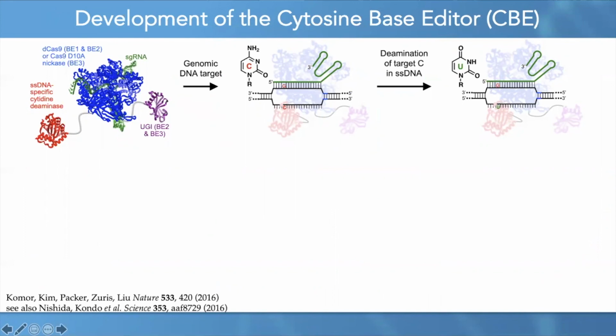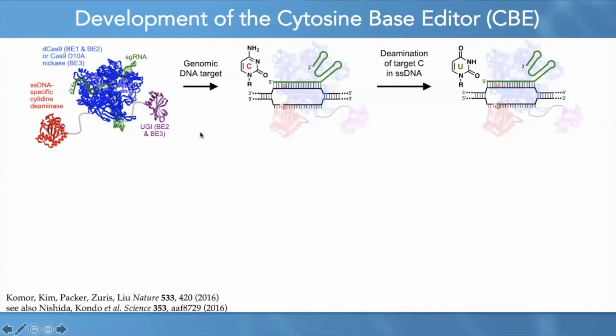Cytosine base editors are fusions of 3 proteins. First, a catalytically impaired Cas9, shown here in blue, which cannot cut DNA but retains its ability to bind DNA in a guide RNA programmable manner. Second, a cytosine deaminase enzyme, shown here in red, which catalyzes the hydrolytic deamination of cytosine to uracil in single-stranded DNA. Third, a uracil glycosylase inhibitor, shown here in purple, which protects the installed uracil from removal by the cell.